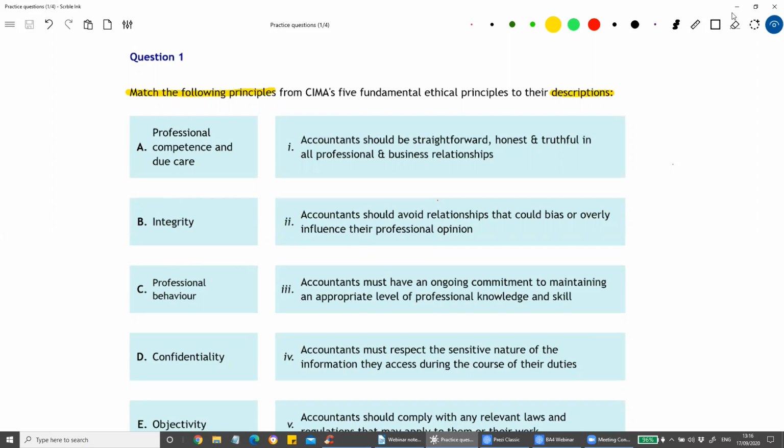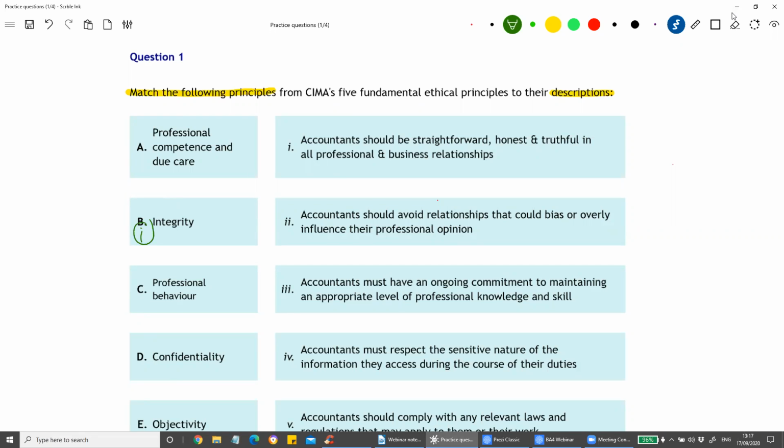So obviously our first one is accountants should be straightforward. They should be honest and truthful in all professional relationships, okay? Now, hopefully, because we've just gone through pretty much that exact wording, that should jump out to you as integrity. So instead of me matching it, I'm just going to write the answers in here. Obviously, in the exam, you would actually be dragging the question and the answer to each other.